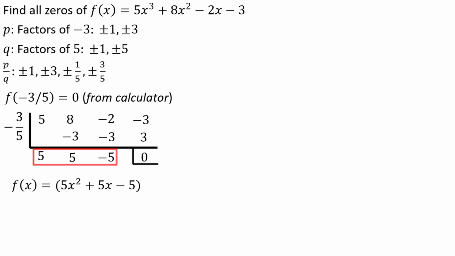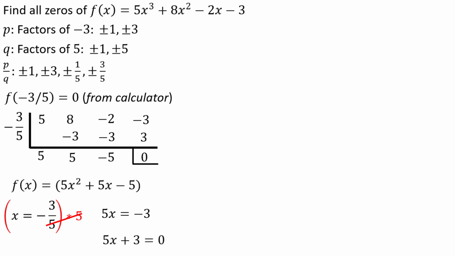The other factor, coming from negative 3 over 5, can be found by setting x equal to negative 3 over 5 and then multiplying by 5. We have 5x is equal to negative 3. Adding 3 to both sides, we have 5x plus 3 is equal to 0, which is our other factor. Together, we have 5x squared plus 5x minus 5 times 5x plus 3.